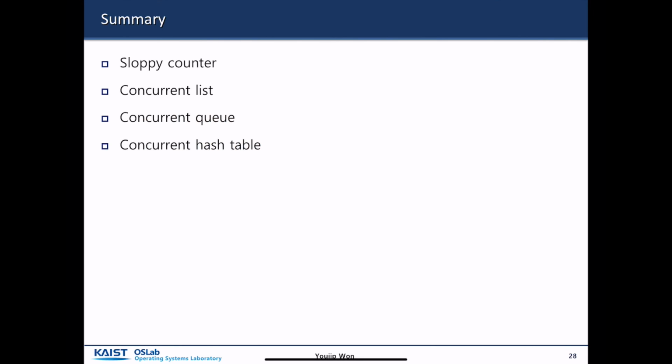So in this lecture, we have dealt with a number of concurrent data structures. They are the sloppy counter, concurrent list, concurrent queue, and concurrent hash table.